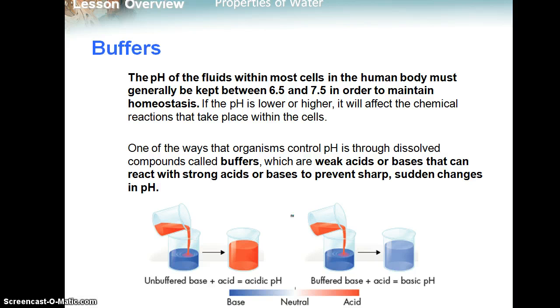Now in our body we use water as a buffer. Buffers can be added to bases or acids to create things that won't harm our body. Our body must maintain, in most cases, a pH between 6.5 and 7.5 to maintain that homeostasis, maintain that ability to act normal. So we can use water to dilute things so that we can maintain that homeostasis.